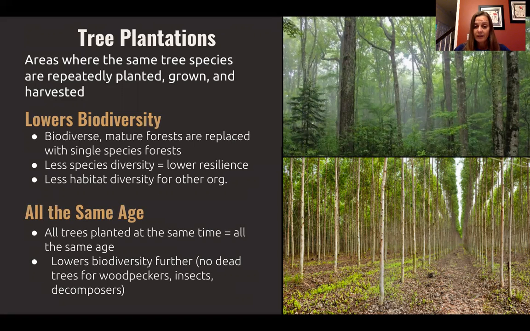When trees are all planted at the same time, they're all the same age. So that means we're not going to have those deadwood habitats for things like woodpeckers, a lot of other birds that nest in dead cavities. Insects are decomposers, so that further lowers the biodiversity.